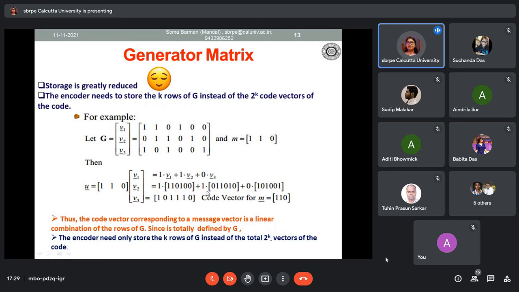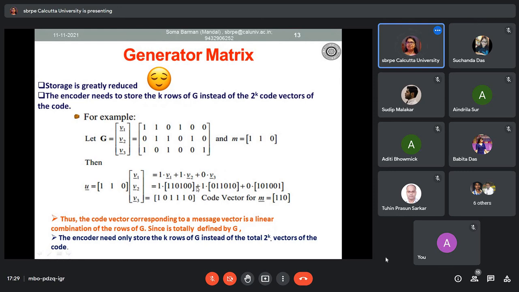1 multiplied with 1, 0. 0 multiplied with 1, that is 1. 1 multiplied with 0, that is also 1. 0 multiplied with 1, that is also 1. 0 is added with 0, sorry, not multiplication, 0 is added with 0, that is also 0.